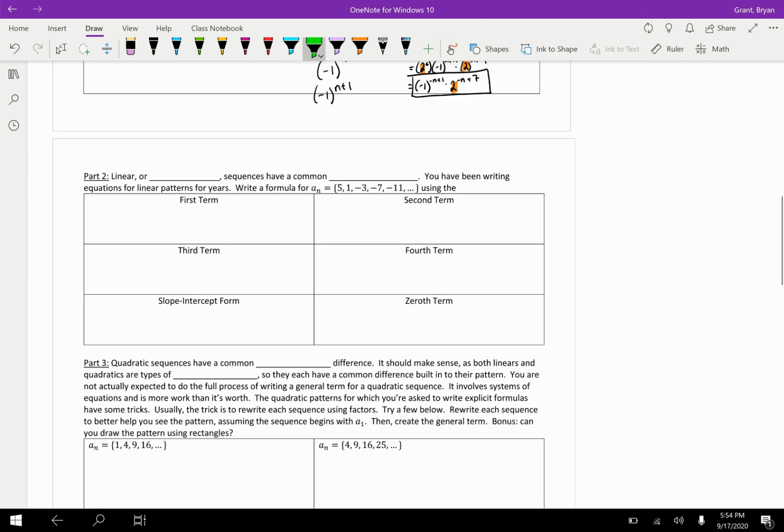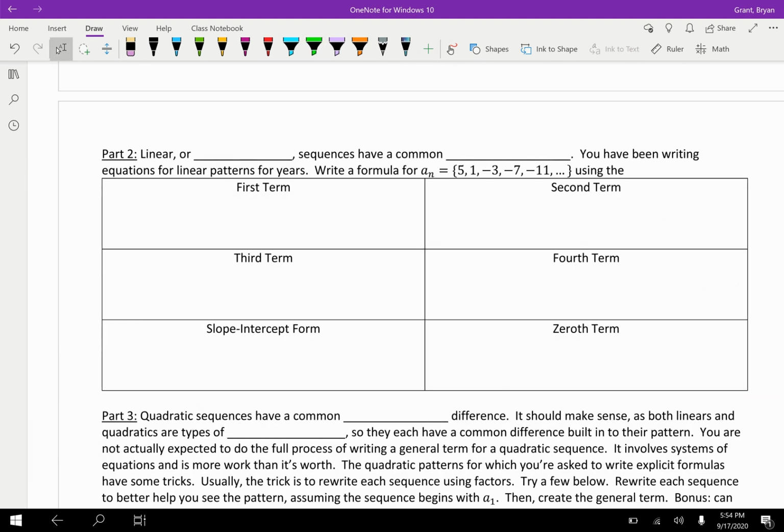Okay, well, what's next? Next up, I think we have our linear or arithmetic sequences. And these have what's called a common first difference. Sometimes people just say a common difference, same idea. We're going to talk about that first difference later on, though, so why not? And then it asks you to write a formula for this using a whole bunch of different terms.